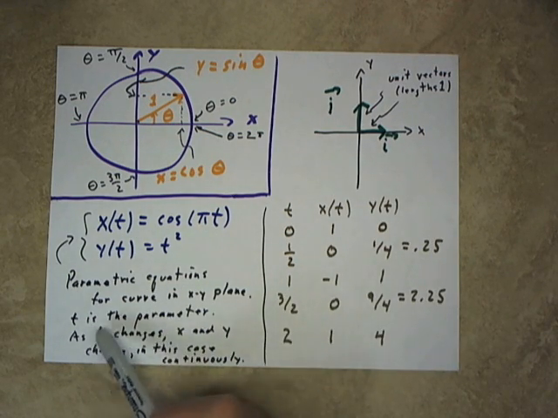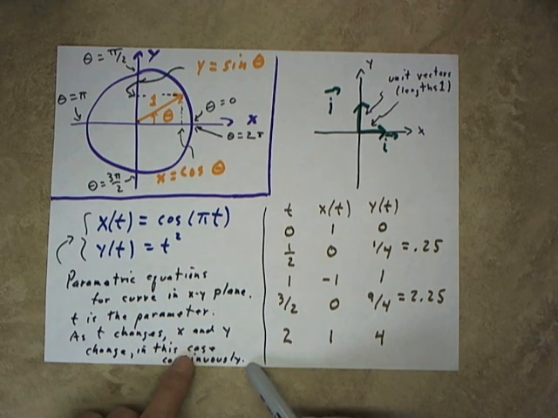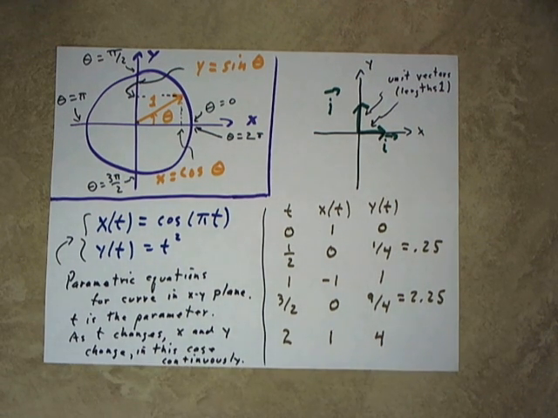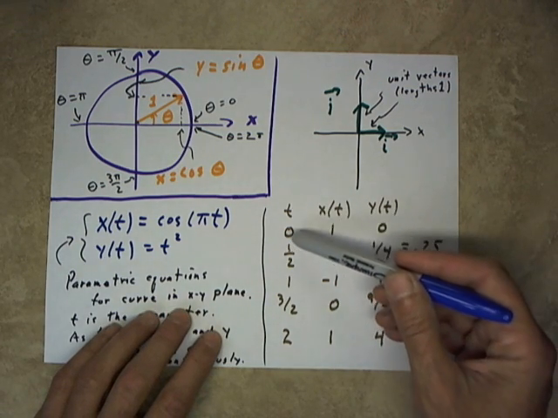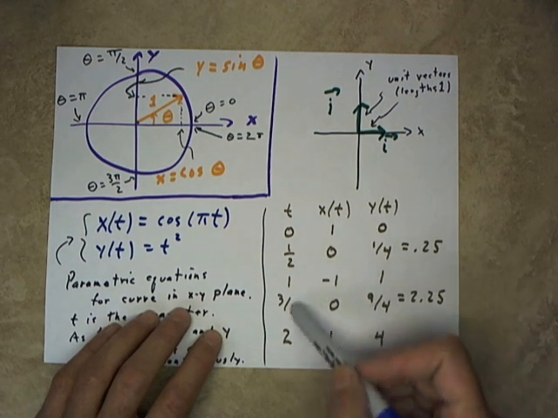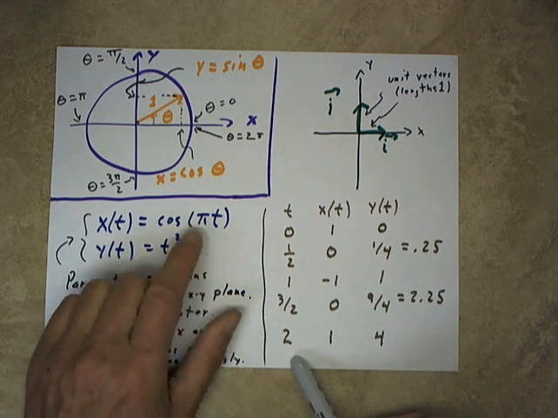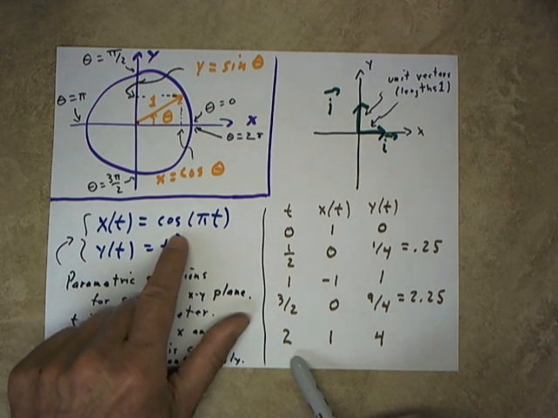t is going to be our parameter. So as the value of t changes, the values of x and y are going to change. In this case, they're going to change continuously, and that's going to result in a curve in the xy plane. In order to get a handle on how that works, let's just let t take the values 0, 1/2, 1, 3/2, and 2. Now, I've chosen these values because they result in easily calculated values or easily observed values of the cosine of pi t.